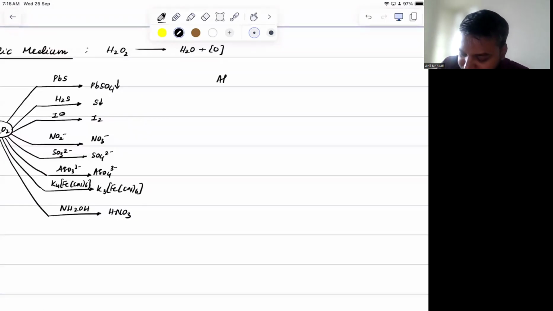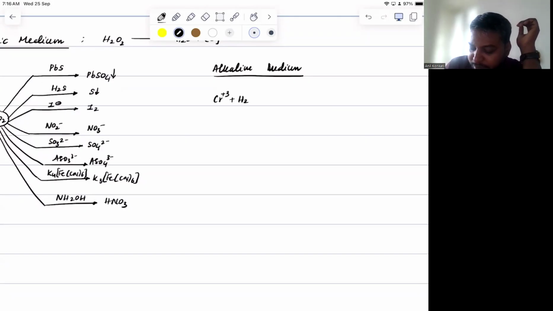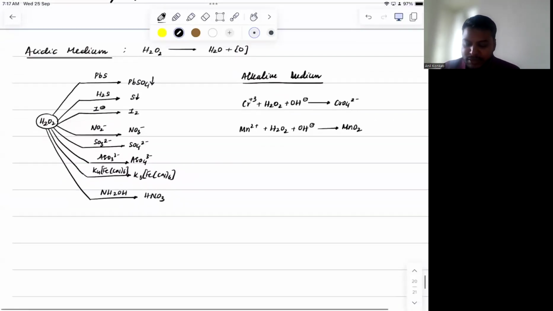Okay, in alkaline medium, how does it act like an oxidizing agent? Basically, you think this way: if you have chromium +3 and you treat with peroxide in alkaline medium, that is OH minus, it will convert this into CrO4 2 minus. Similarly, if you have Mn plus 2, plus H2O2 in the presence of alkaline medium, OH minus, this will also convert into MnO2. Got it? Now, whatever cases we have seen, this is all acting like an oxidizing agent.